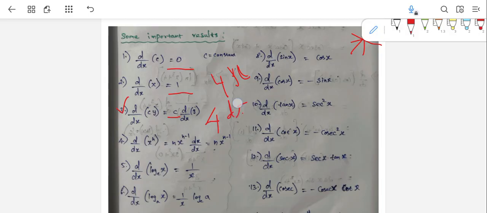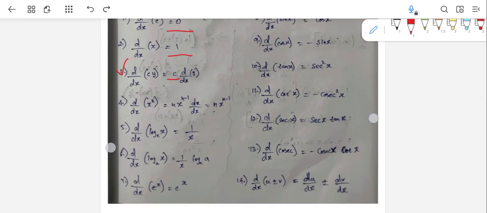So what you will get is 4 into dx by dx, right? So dx and dx will get cancelled, and the answer you will get is 4, right? So like that, when you have multiplication of a constant and some other variables or quantities, you should keep the constant outside and differentiate only the variable, right? So this is the thing.